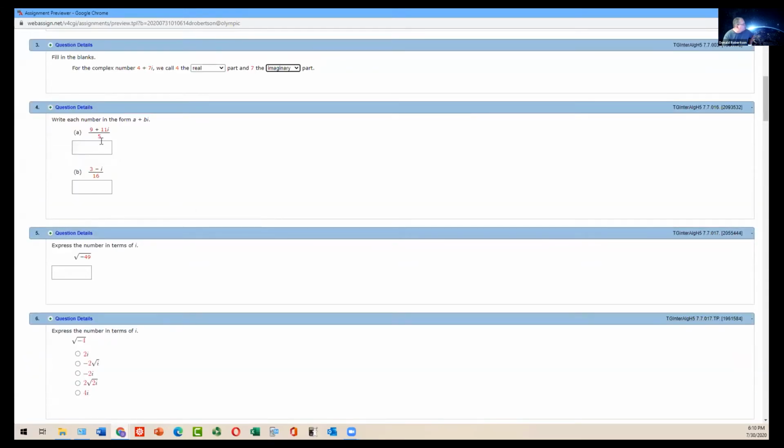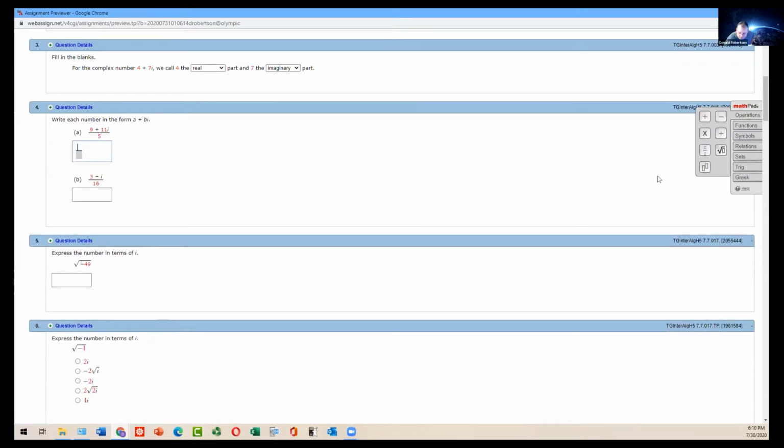And oh, I guess I haven't done this. If you wanted to write this separated, then wouldn't you have to call it 9/5 and then plus 11/5 i?